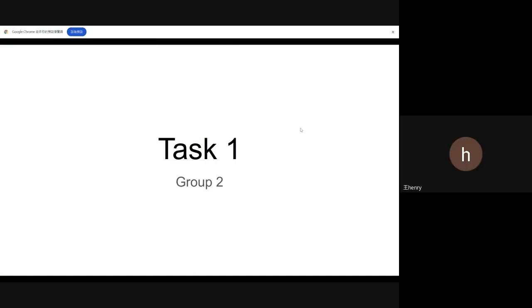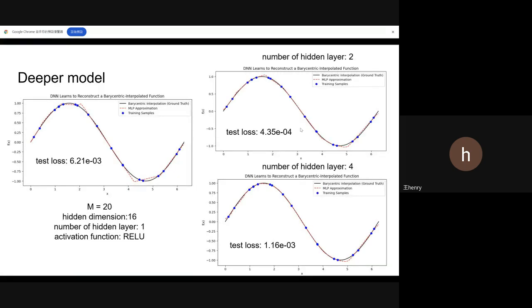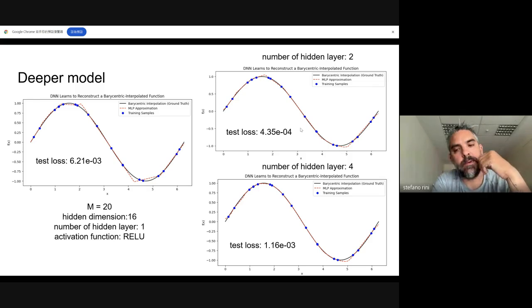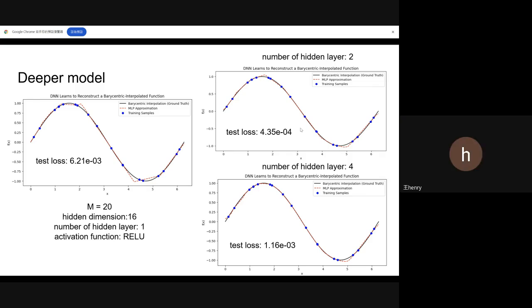Okay, go ahead. Next I'm going to introduce what we have done for task 1. First of all, we have built an original model. It is trained on 20 data points and has 16 hidden dimensions, 1 hidden layer, and uses ReLU as the activation function. How many epochs? 2000 epochs.